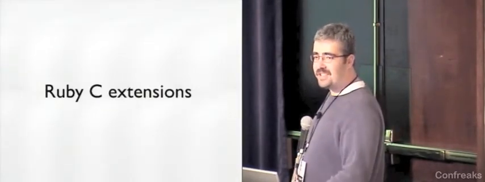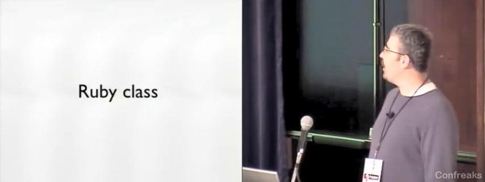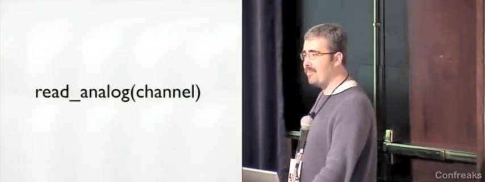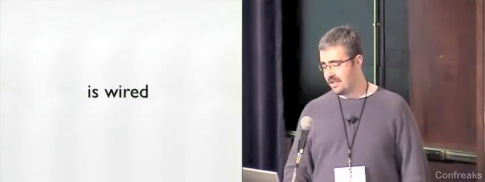So we used Ruby C extensions for this. The first one we wrote was for the Minilab. The Minilab hardware is basically a digital and analog I/O board that connects via USB to the computer. So we wrote a Ruby class that provides a couple of basic functions: read analog, write analog, read digital, and write digital. And the box is then hooked to the board and to the PC.